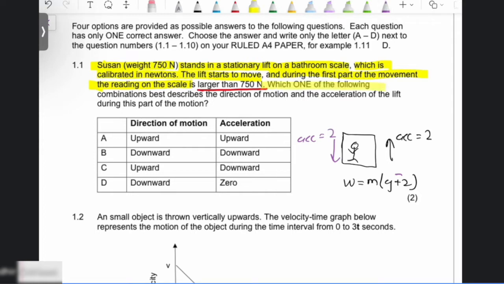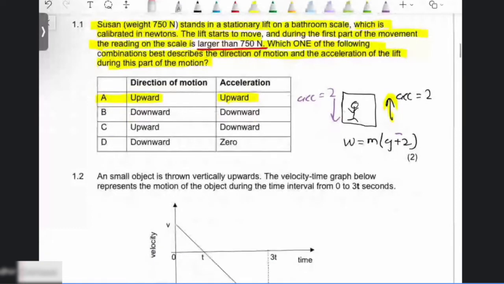So here it says, which one of the following combinations best describes the motion of the acceleration of the lift during this part of the motion? So please note, obviously, the direction should be upwards, and acceleration should be upwards as well, right? Because if we're moving upwards and accelerating upwards, we know that our weight is actually going to increase, because we're adding on to how much G force we should feel. Okay, so that's 1.1 done.